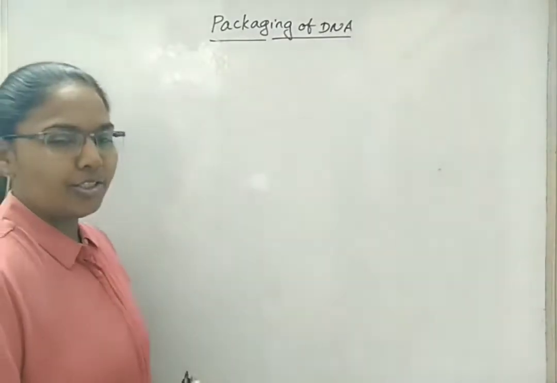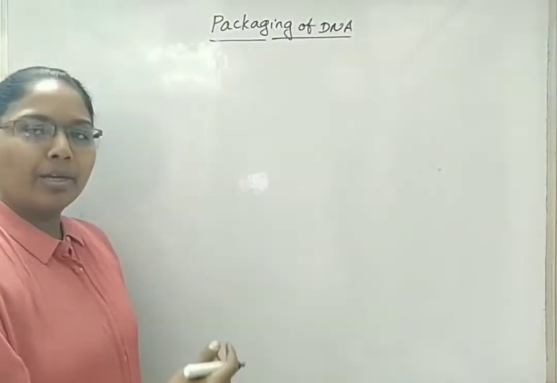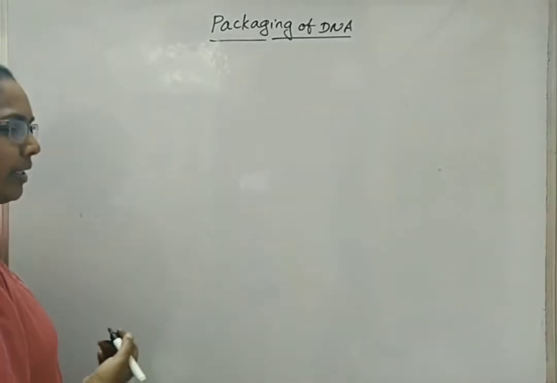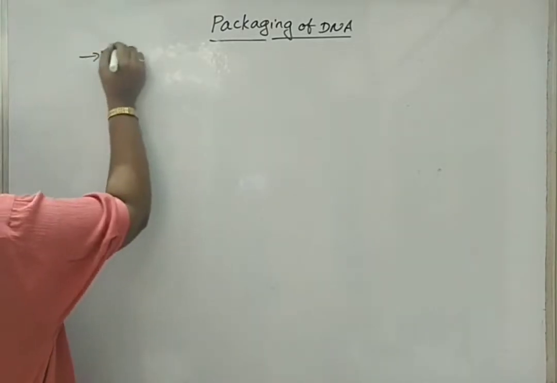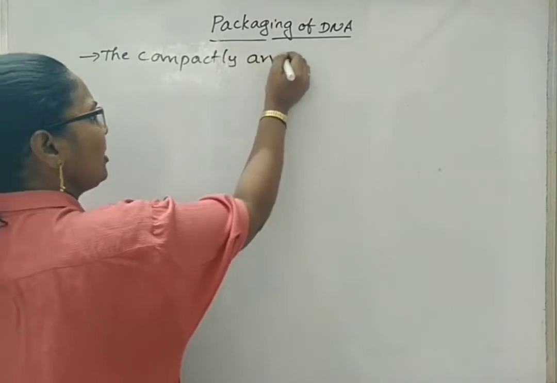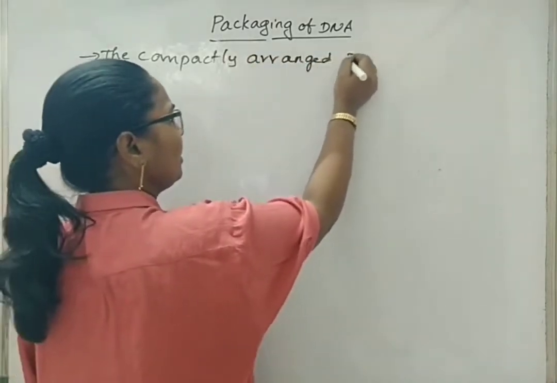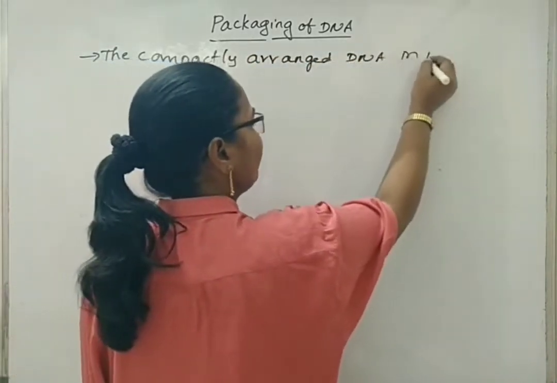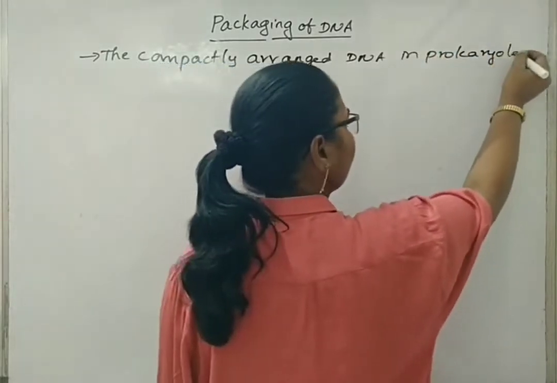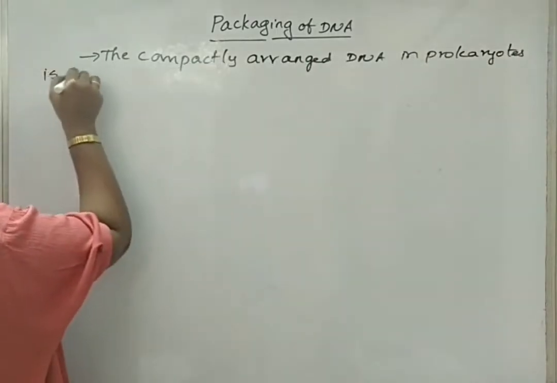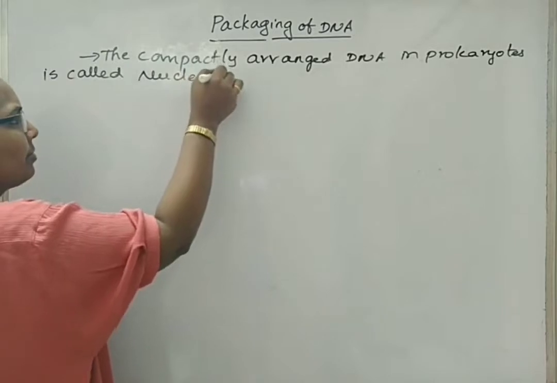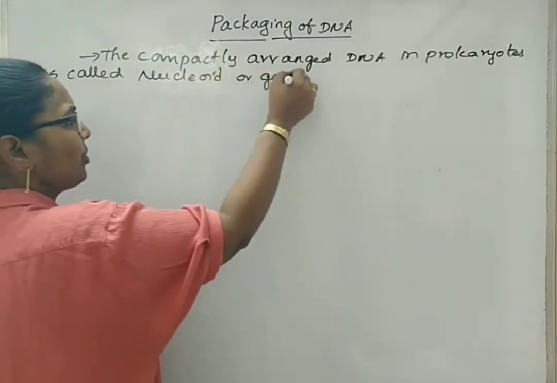The compactly arranged DNA in prokaryotes, because of non-histone proteins, that is polyamines, along with some gelatinous material around it, is called the nucleoid or genophore.